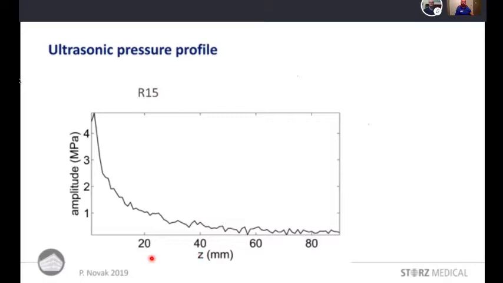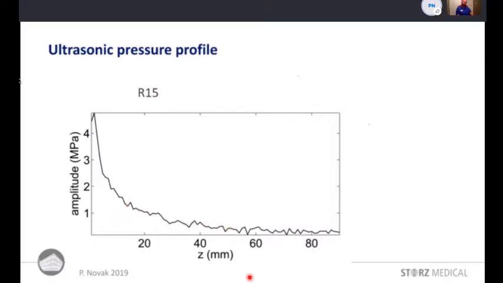Now we can have a look at how these physical properties influence these two types of vibrations. Here you can see the amplitude of the ultrasonic pressure along the z-axis, that means in the direction of the body. Here, with about 1 bar driving pressure, you can achieve at the surface, at the point of entry, about 4 megapascal pressure. And this intensity, this amplitude, decreases relatively fast.